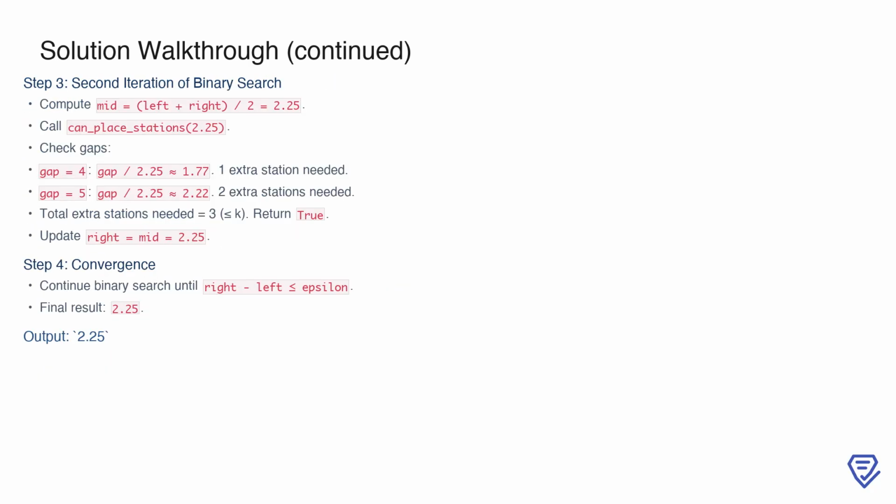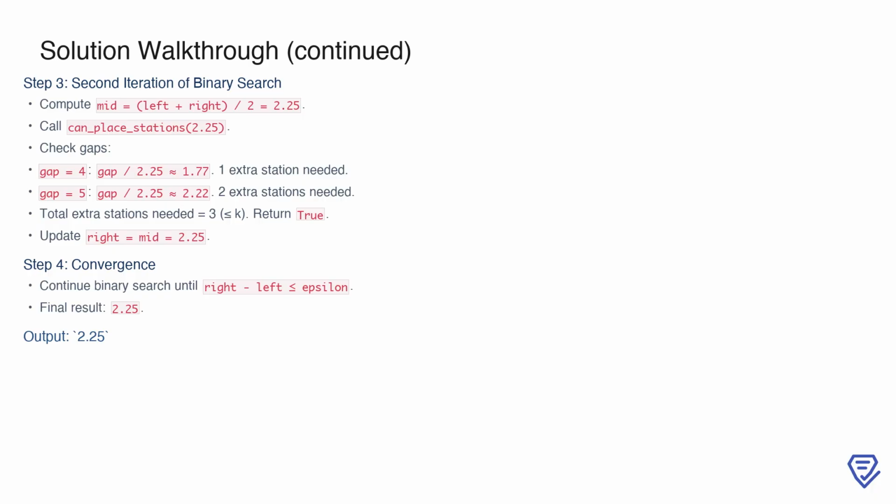Next, we calculate a new midpoint, mid equals 2.25, and call can_place_stations to check this maximum gap. For the first gap of 4, dividing by 2.25 results in approximately 1.77, so we need 1 extra station. For the second gap of 5, dividing by 2.25 results in approximately 2.22, so we need 2 additional stations. This gives a total of 3 extra stations, which matches k. Since the solution is valid, we update right equals mid, narrowing the range to 0, 2.25.